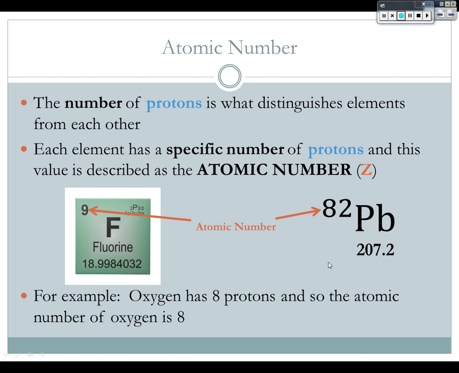Oxygen has 8 protons, and so the atomic number of oxygen is 8. The atomic number is specific for each element. If you change the number of protons, you change the element. So that's something to keep in mind. Changing the number of protons changes the element, and that's why it's given as our atomic number, and it's so important in the periodic table.